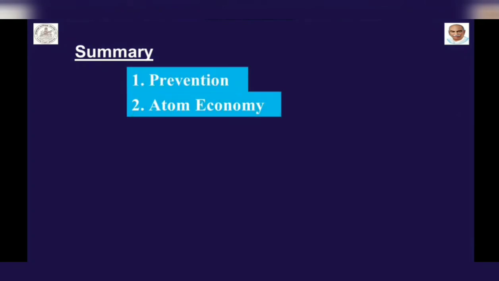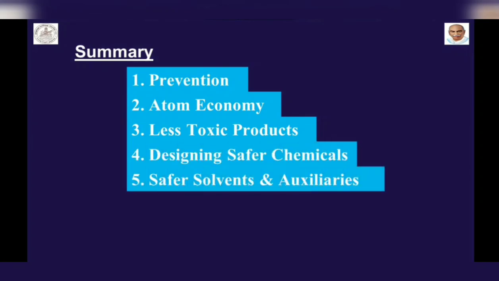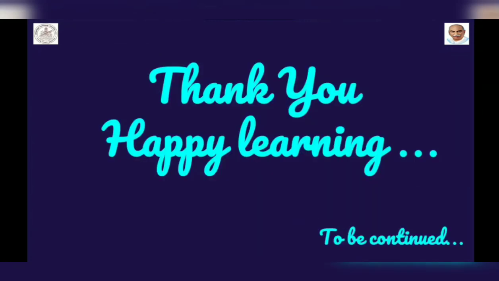Let us conclude with the summary. The first six principles of green chemistry are prevention, atom economy, less toxic products, designing safer chemicals, safer solvents and auxiliaries, and minimum energy requirement. We will see the remaining principles in the next video.